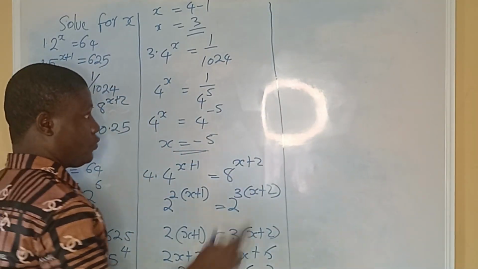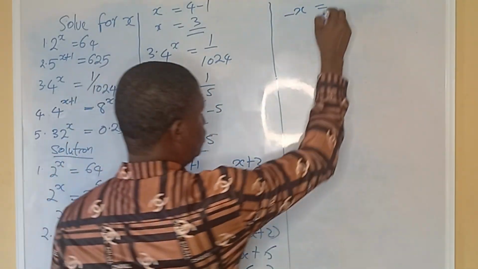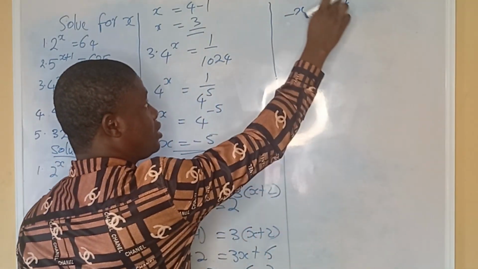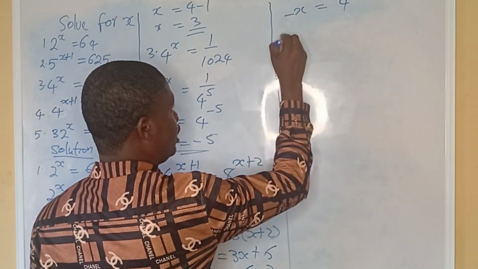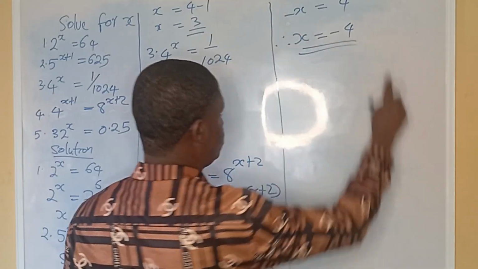So 2x minus 3x is minus x, which is equal to 6 minus 2, which is 4. We have minus x is equal to 4. Therefore, our x is equal to minus 4. So this is our final answer.